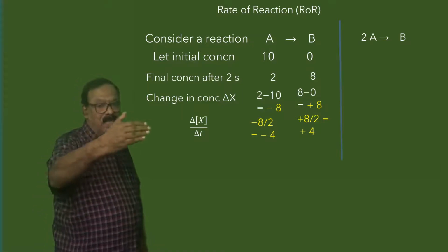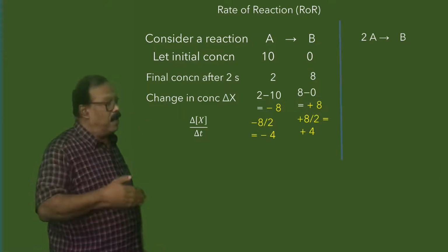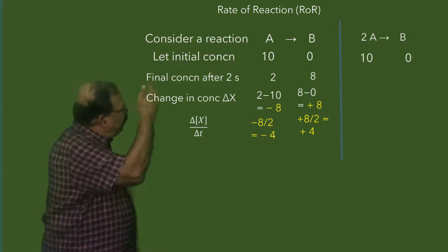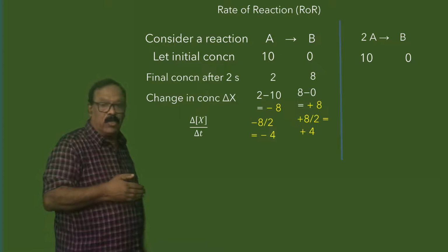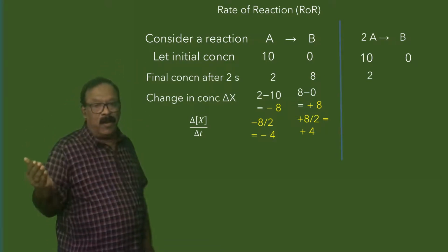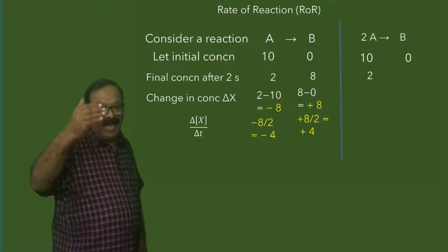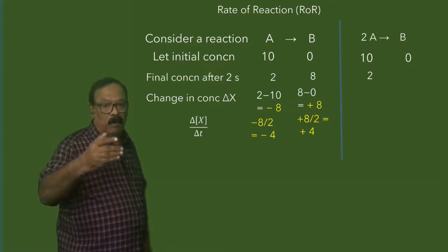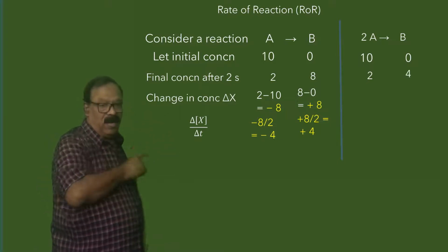Now let us have a similar calculation here also. 10 moles of A we are taking. No B will be there. After some time, the concentration of A decreased to 2. 8 of A decreased. Then how much B will be formed? Will 8 be formed? No. Only half of the decrease in A will be formed as B. So B formed will be only 4.